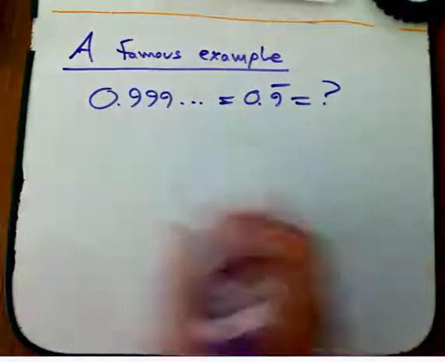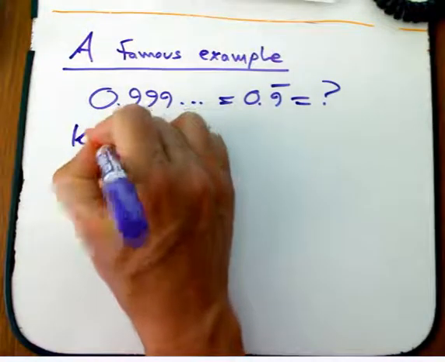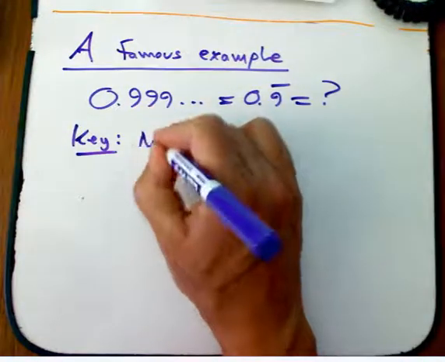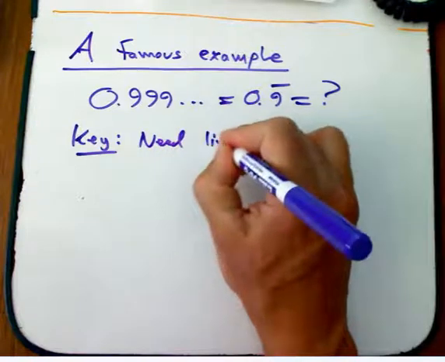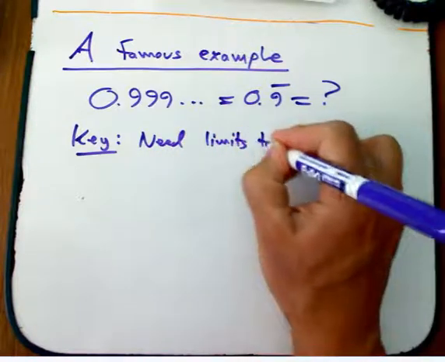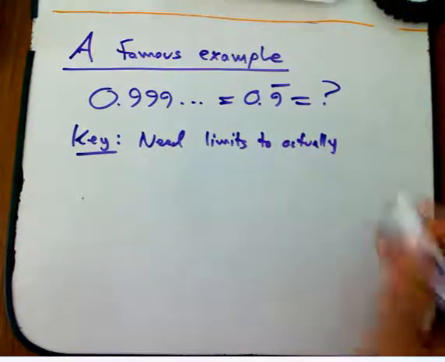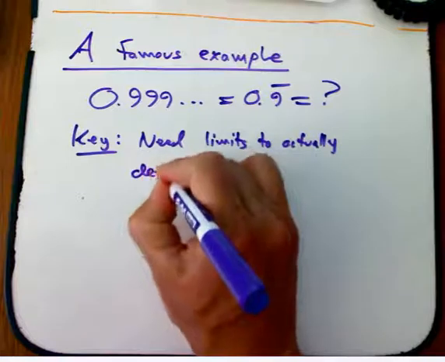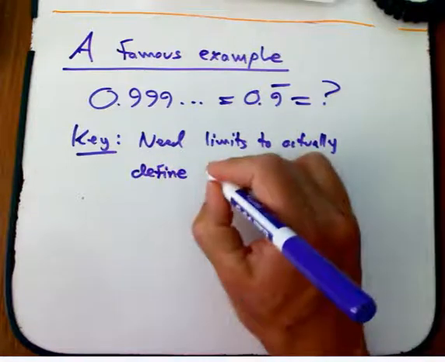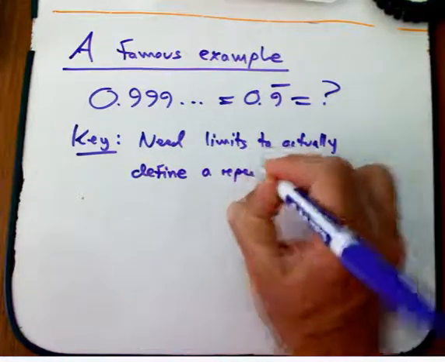This is a great example. The key here, the absolute key, is that you need the notion of limits to actually implement the careful standard definition of what a repeating decimal means. And this is an interesting thing.